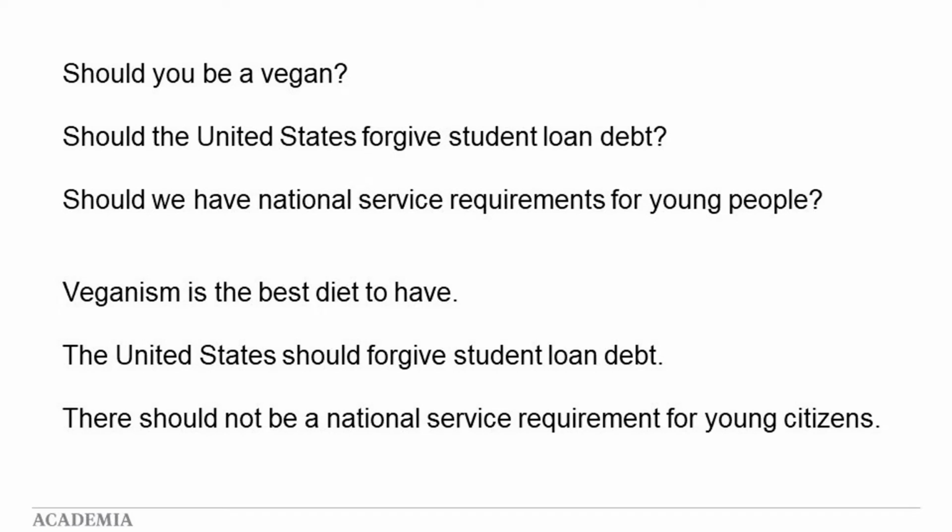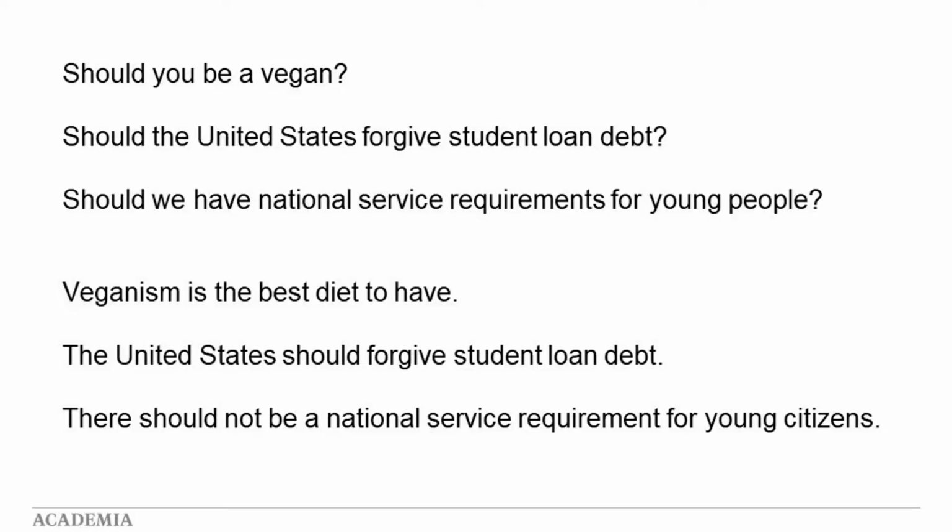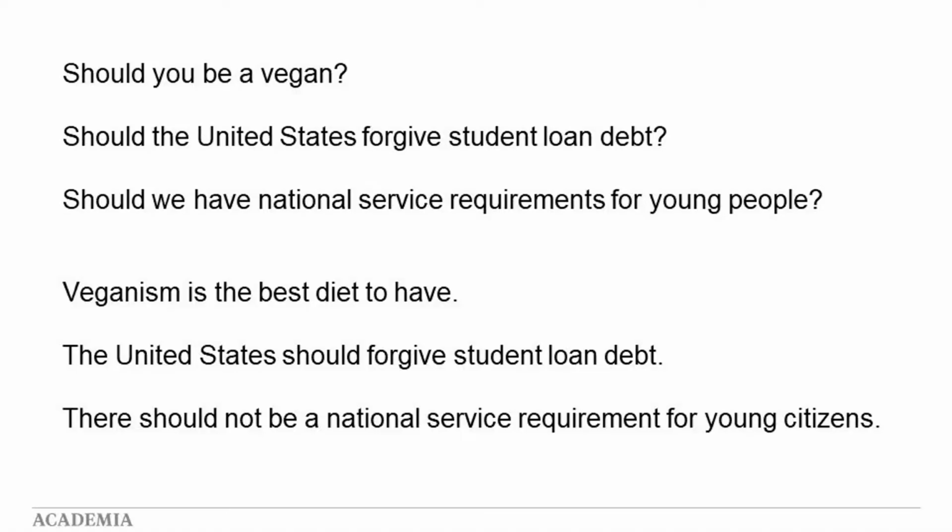Okay, that's a great motion. It hinges on agreement or disagreement. It makes us inquire after it: what do you mean by best? Things like that, which would be clarified in the argument. The United States should forgive student loan debt. Another great one. How much? How should they do it? All these questions come up, but those questions are predicated on the idea that I can agree or disagree with that statement. It gives us a lot of resources to build argument on. And finally, there should not be a national service requirement for young citizens. Great topic. This is a great motion.